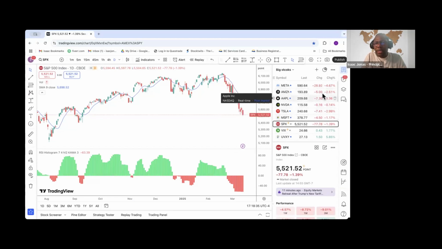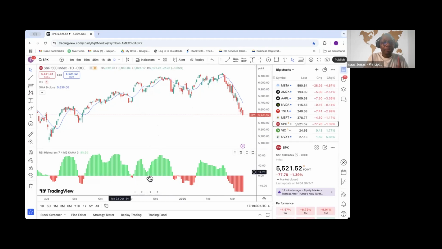But what you can see on the screen here is that a lot of these stocks, mostly the tech stocks that I follow, are taking a hit, and these are the ones that constitute the S&P 500. Hence, it has been dropping. So you see here, right? Tesla is down almost 3% today. Meta is down 4.67%. Now, I'm going to do a quick technical analysis here for the S&P 500.